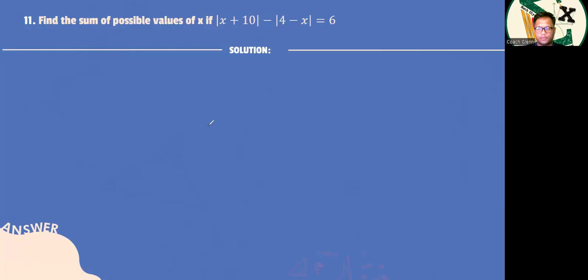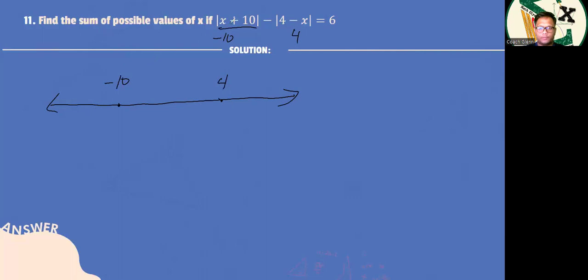Okay, let's try to do the long way first. The long way here is first, we find what will make each expression 0. The number that will make this 0 is negative 10, so we put negative 10 on our number line. Here, the one that will make this 0 is 4, because 4 minus 4 is 0. So that is our boundary. So let's try to do the number line test.